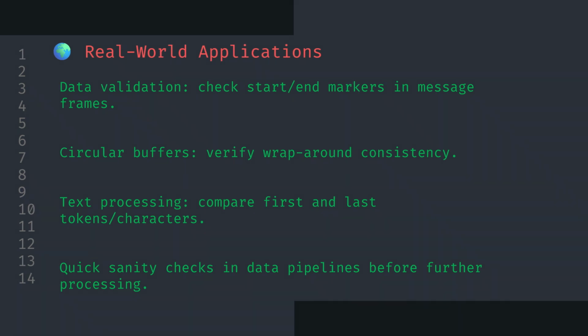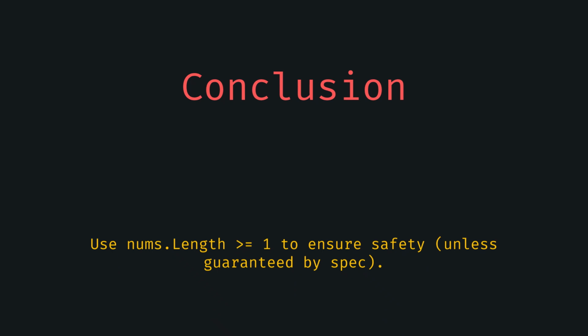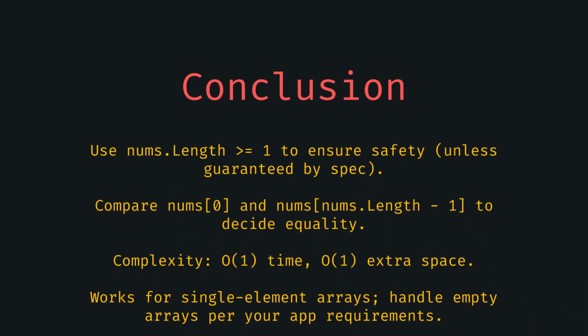Although simple, this check appears in many real systems. For example, verifying that a streamed frame begins and ends with expected markers, or ensuring a circular log wraps correctly. These tiny validations often catch upstream errors early and are cheap to run. That's it. A short, practical C# exercise with immediate utility. The implementation is concise and efficient.